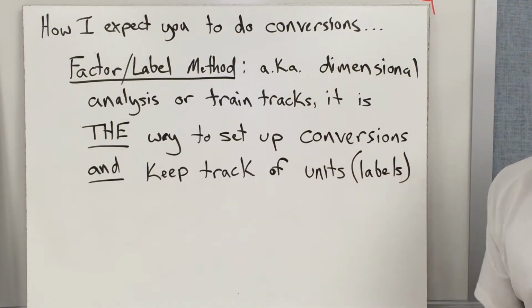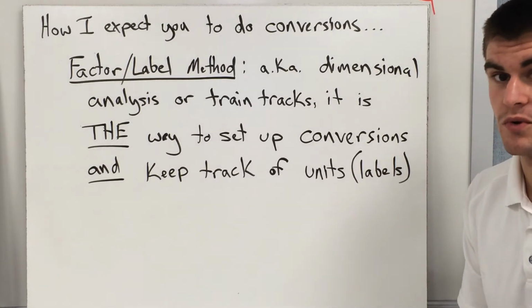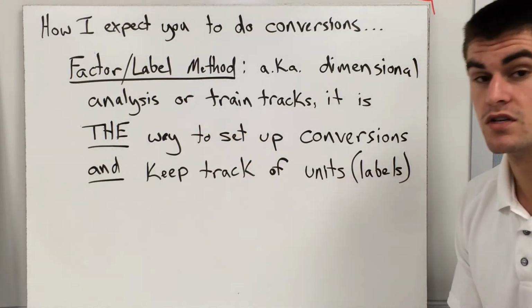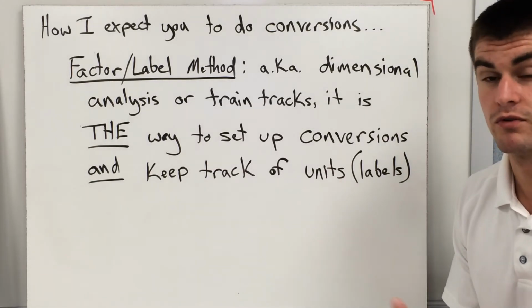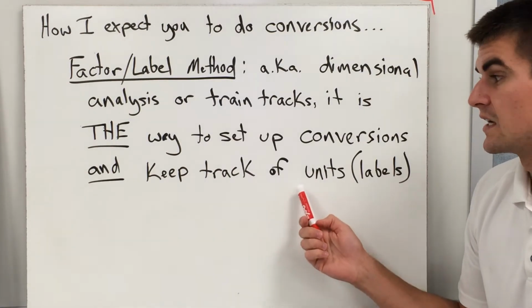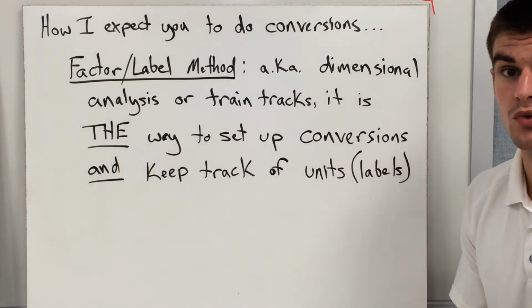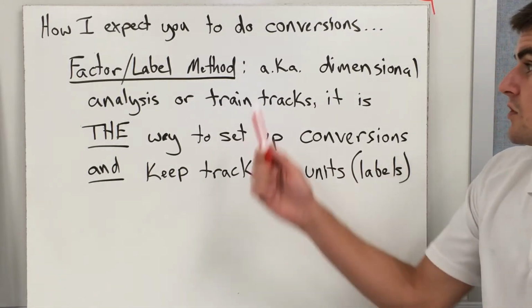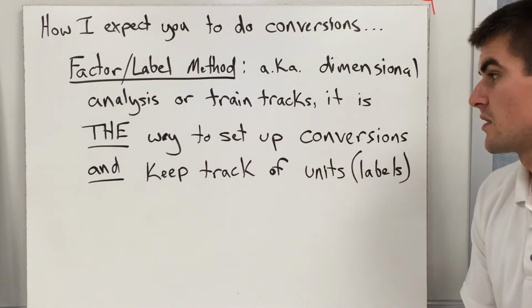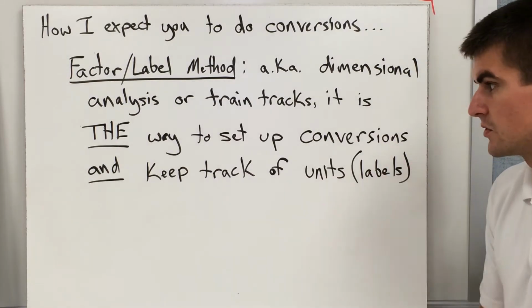How I expect you to do your conversions, you may be able to do them different ways, but how I expect you to show your work is using the factor label method. The reason why is we're going to use this a lot in chemistry, especially when we get on to further chapters, and because it allows us to keep track of our units. And it's a good organizational tool to do that. So factor label method, you'll hear me call it dimensional analysis, you hear me say train tracks, it all means the same thing. And again, it's just a way to set up conversions and keep track of those units or labels.